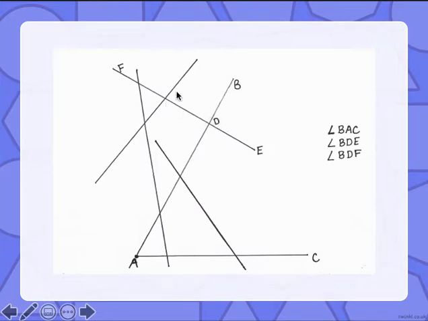Now in this diagram, there's still some angles I can't label. I can't label this angle here. I would need more information. I would need a letter for this vertex and a letter for this arm. Okay? But I can label these angles there and there.